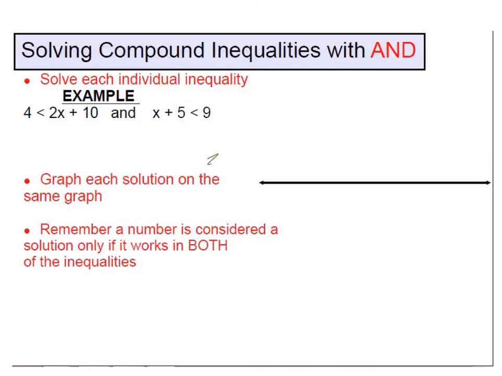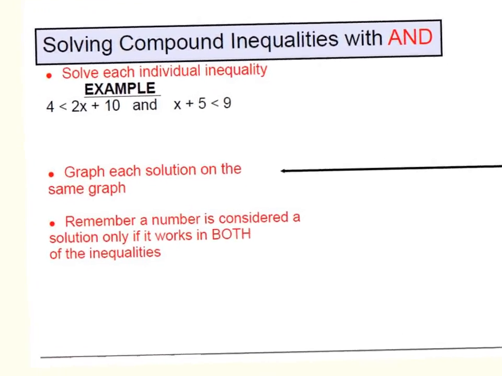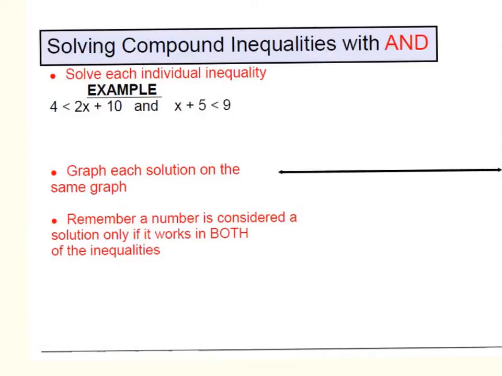Now, let's say that we need to solve a compound inequality that includes the word and in the middle. We are going to solve each individual inequality. So let's start with the first one. 4 is less than 2x plus 10. Let's take away 10 on both sides so that we have negative 6 is less than 2x. Let's divide by 2 on both sides so that we have an answer of negative 3 is less than x. Negative 3 is less than x.